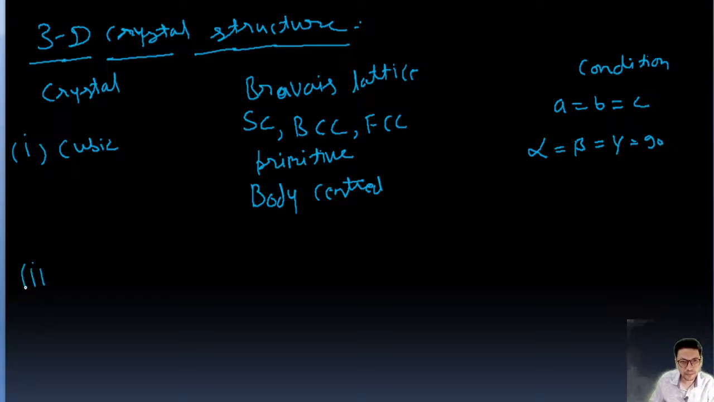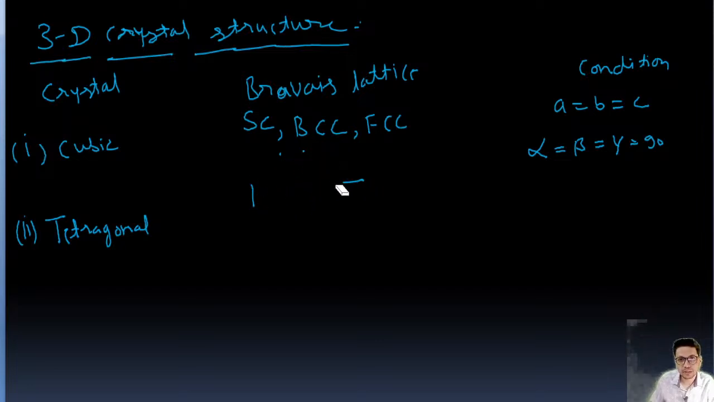Second is the tetragonal crystal. Okay, my apologies, guys. The Bravais lattices for cubic are SC, BCC, and FCC: simple cubic, body centered cubic, and face centered cubic.